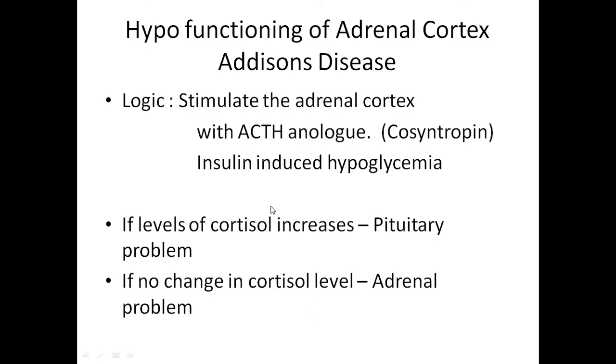So you can either give cosyntropin, or if you don't have cosyntropin, then you can use insulin induced hypoglycemia as a source for producing ACTH and seeing the response of the adrenal cortex and the blood cortisol level. If the cortisol level increases, then the adrenal cortex is working fine. The problem is with the pituitary. If there is no change in the cortisol level, or if the rise of cortisol level is not as much as expected, then we call this a problem of the adrenal glands.